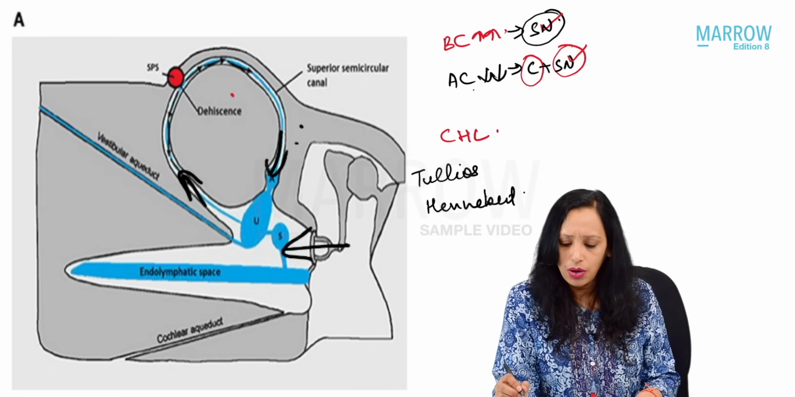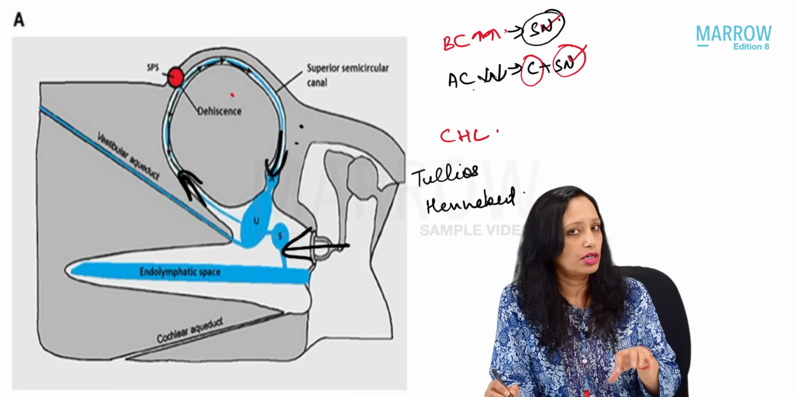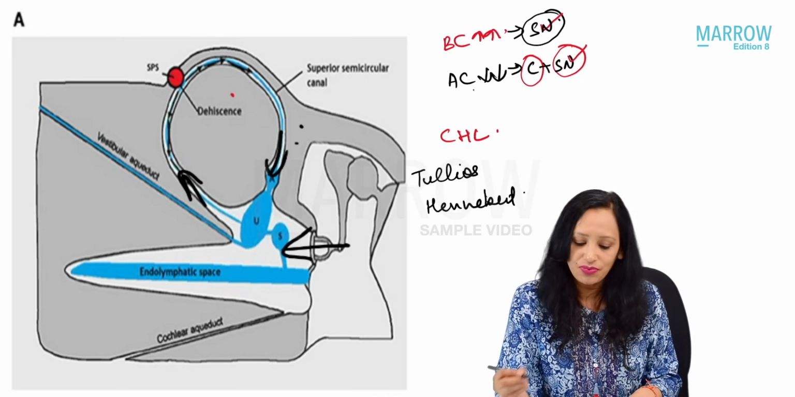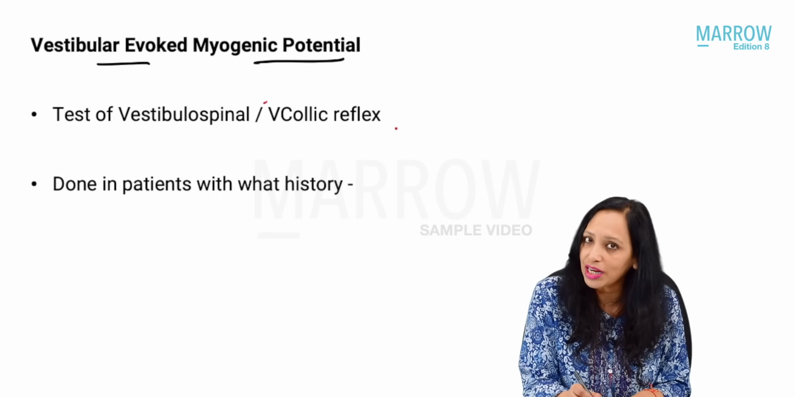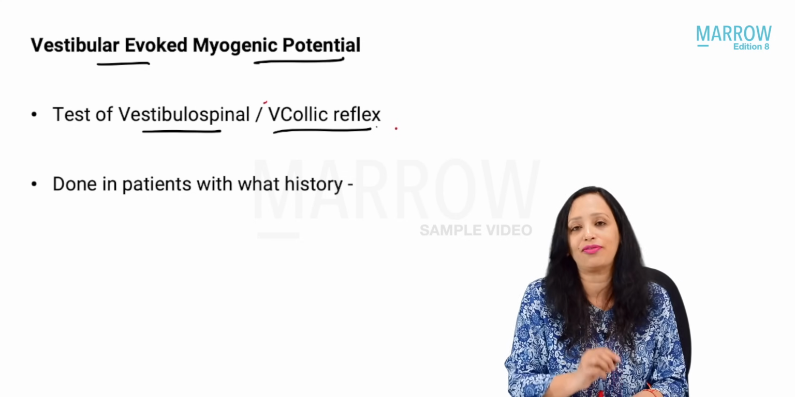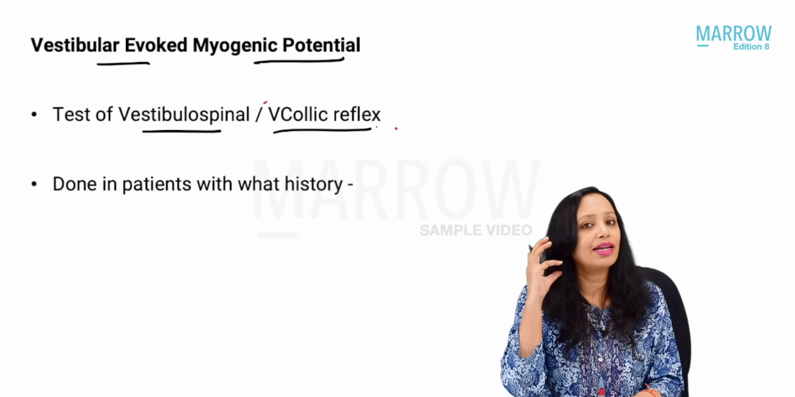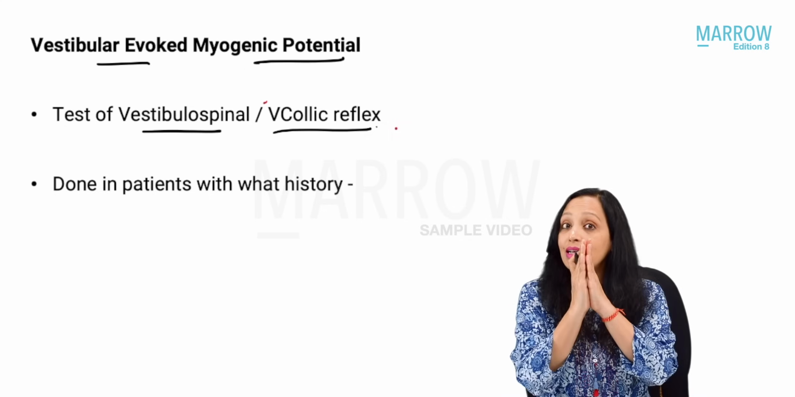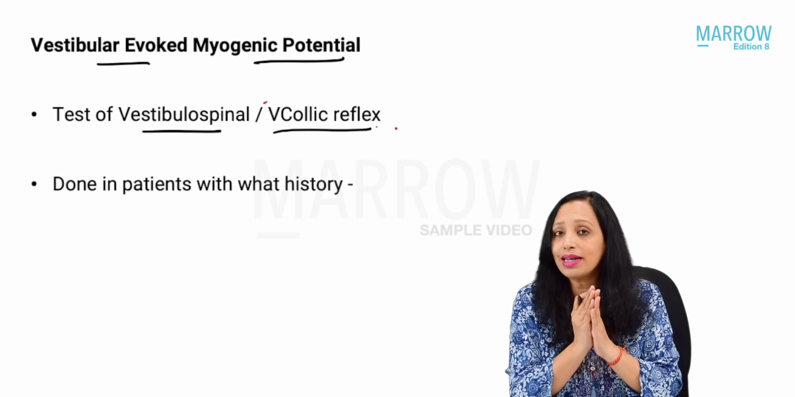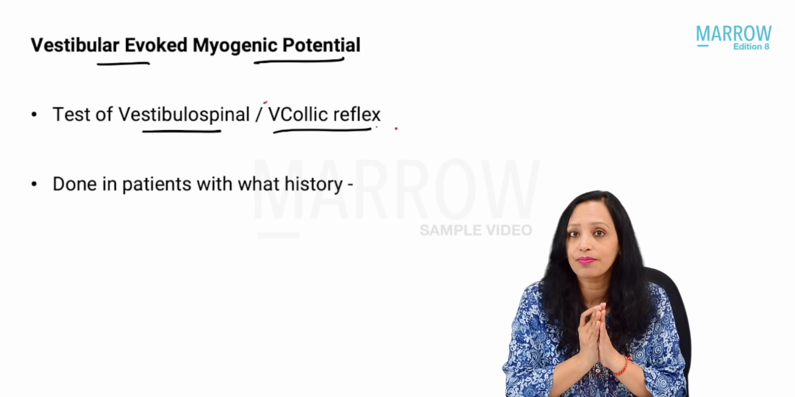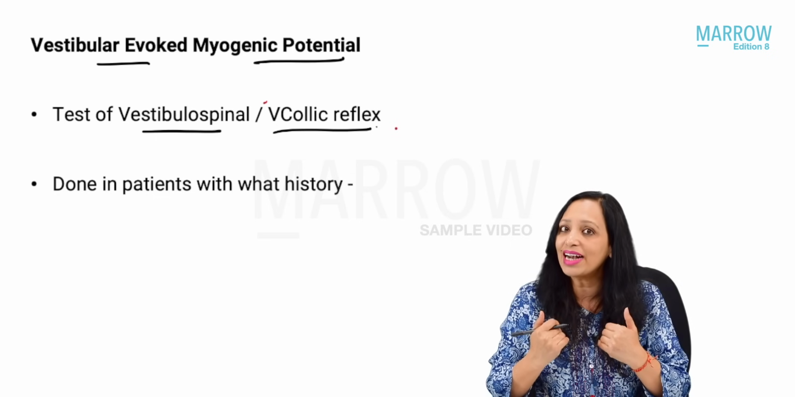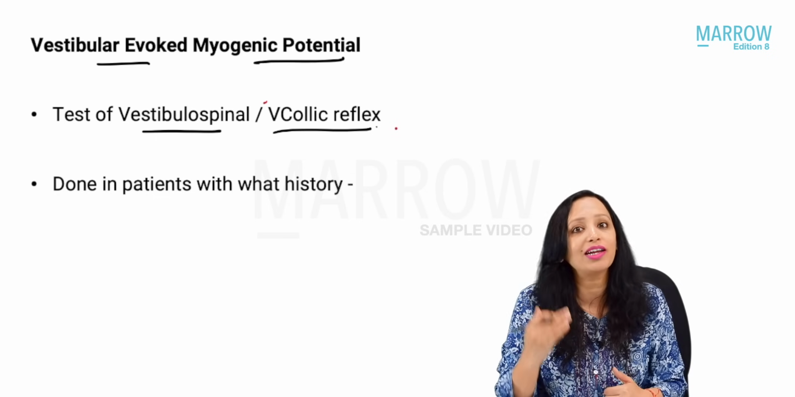So, yes. Now we know what is third window. Now, what is VEMP? VEMP is vestibular evoked myogenic potential, and it is a test for the vestibulospinal or vestibulocollic reflex. Now, we know that the inner ear has two functions. It maintains our gaze, movement of the eye on our target, and that is by the vestibulo-ocular reflex. And the second is it maintains our posture, our gait, and that is with the help of the vestibulocollic reflex.